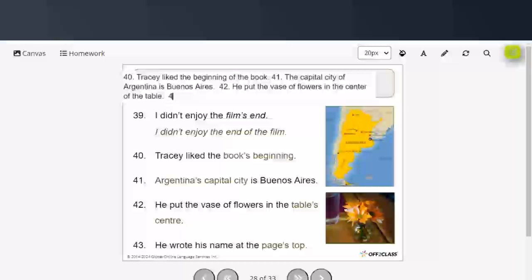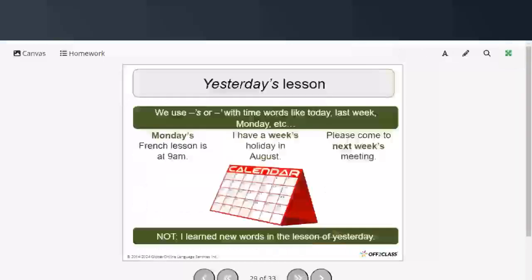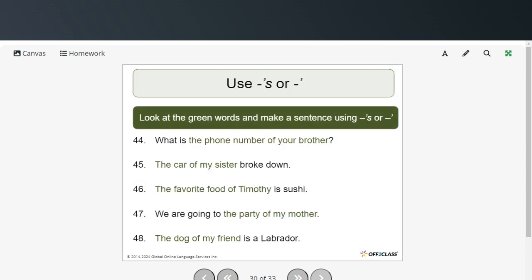All right, and we can use apostrophe S with time words like today, last week, or Monday. So Monday's French lesson is at 9 a.m. I have a week's holiday in August. Please come to next week's meeting. Not, I learned new words in the lesson of yesterday, so we really can't use of with these time phrases. It would sound strange. All right, so now you're going to use apostrophe S or S apostrophe.